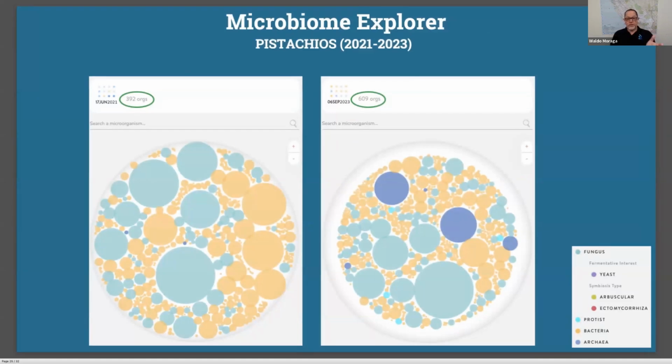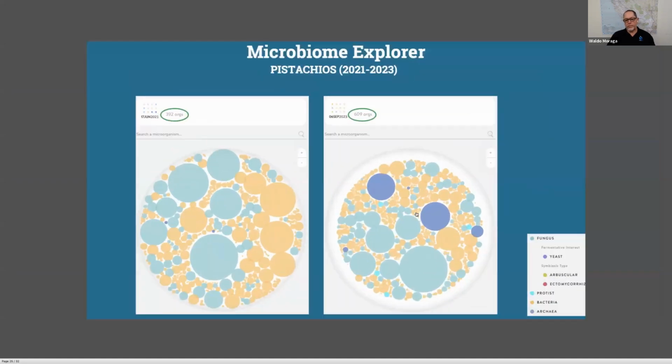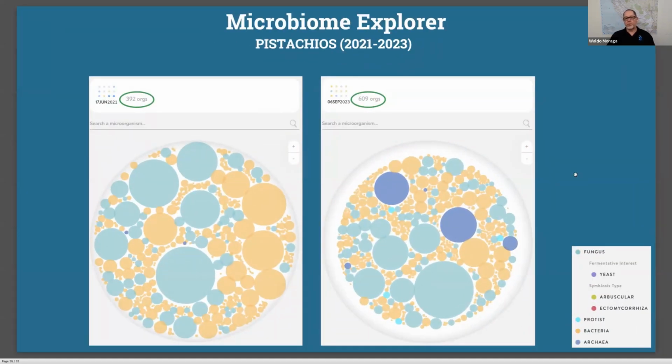And here we have, for example, in pistachios, two different samples, 21 and 23. In the first sample, we have 392 organisms, and in September 23, we have 609. You can see the different colors show what types of microorganisms they are. The yellow are bacteria, the greens are fungus, and yeast. A lot of yeast showed up in 23 compared with the first sample.